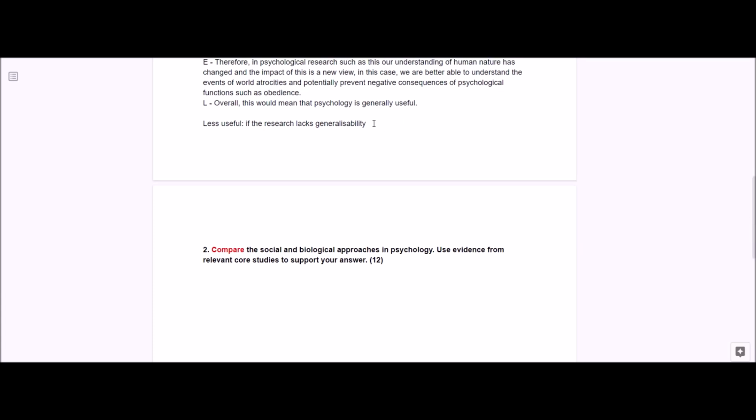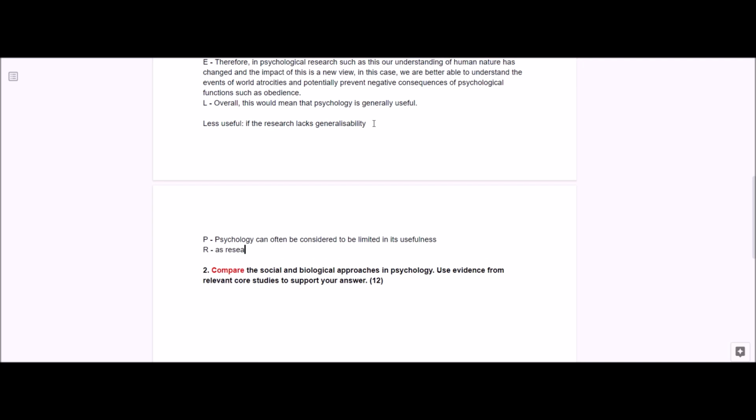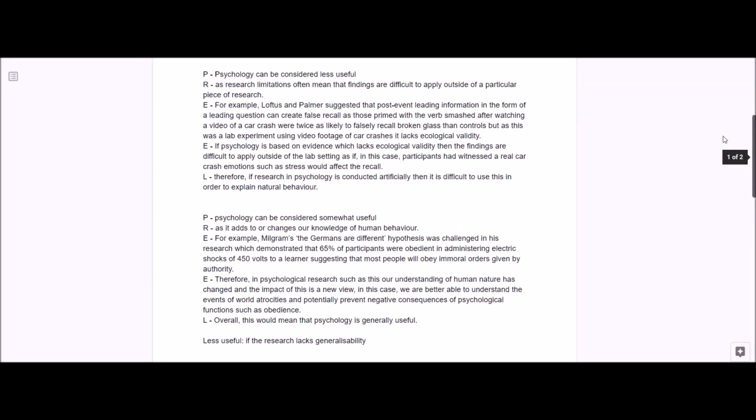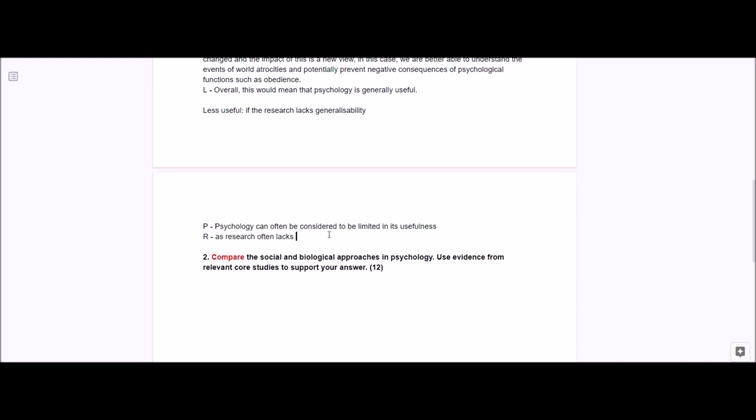Okay, final paragraph. Research is considered less useful if it lacks generalizability. So my point, psychology can often be considered to be limited in its usefulness as research often lacks generalizability. That wording might be too similar to the previous paragraph that I've used here about it being difficult to apply outside of a particular situation. So what I'm going to do is go down the people route of generalizability here. So rather than the word generalizability, I'm going to talk about population validity.